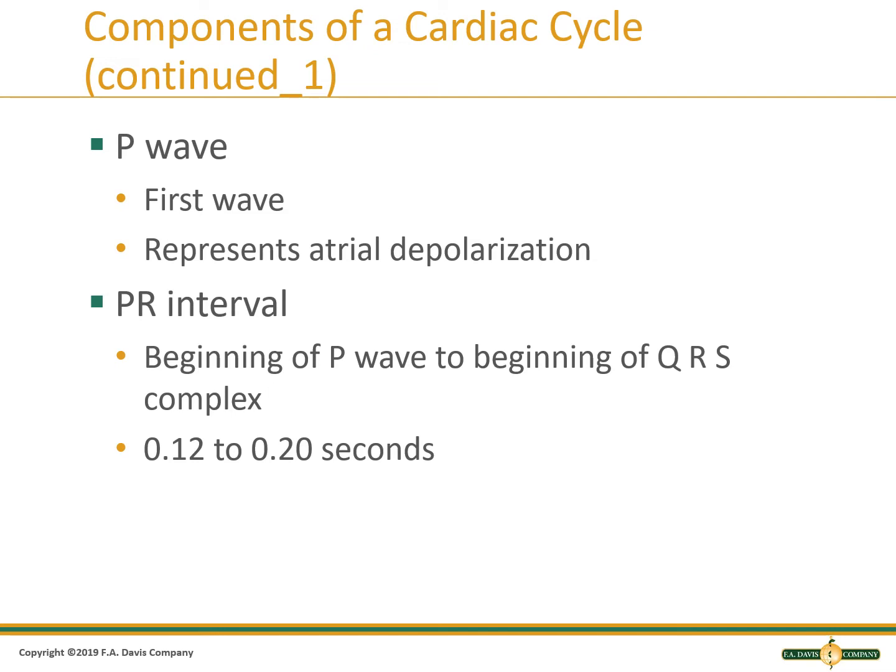The PR interval, or PRI, represents the time it takes for the electrical impulse to travel from SA node to the AV node. PRI starts at the beginning of the P wave and ends at the beginning of the QRS complex. To measure PRI, count the small squares horizontally that the interval covers. Multiply the number of squares by 0.04 to identify the length of the PRI. Normal range for PRI is 0.12 to 0.20 seconds, that is 3 to 5 small horizontal squares.